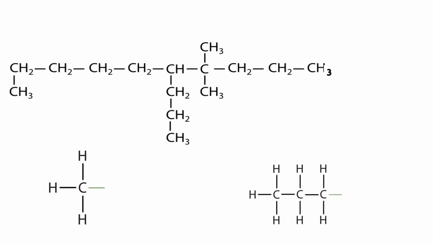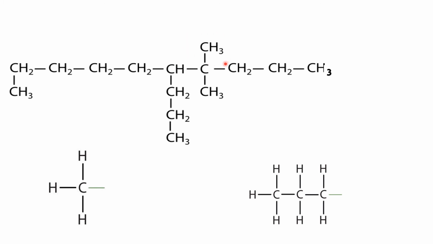The end where the numbering should start is where? The right end or the left end? Which is the closest to the first branch? This end, where this is the branch, or this end where you have this branch? Of course, this one. So you start numbering from this end. This will be carbon 1, 2, 3, 4. So you have your first branch in carbon number 4, and the next branch is in carbon number 5.